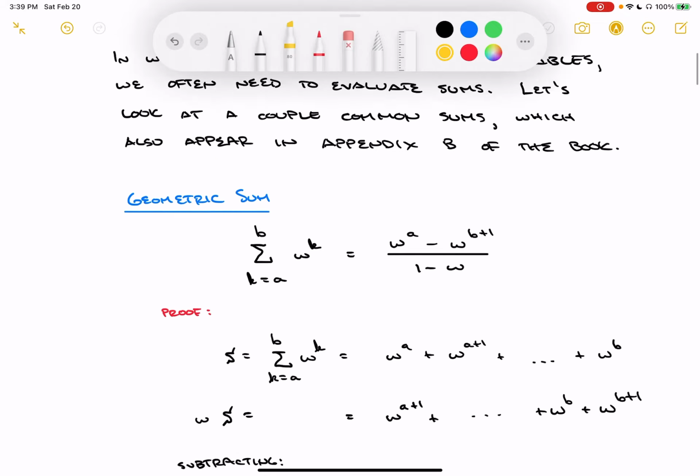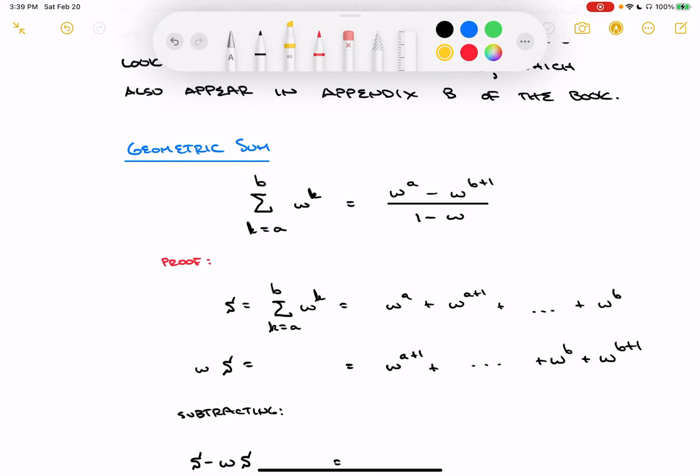The first and probably one of the most important is the geometric sum. The geometric sum takes the form of having some number, let's call it w, raised to some power k, and we're going to sum over k going from some lower limit a to an upper limit b. The geometric sum formula says that that entire sum, regardless of what are a and b, can be evaluated with the simplified formula of w to the a minus w to the b plus 1 over 1 minus w.